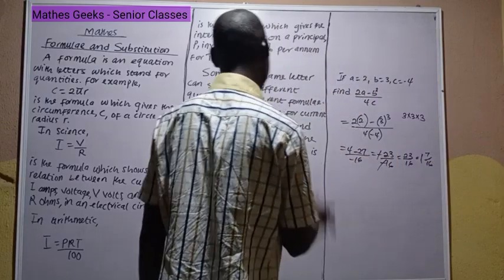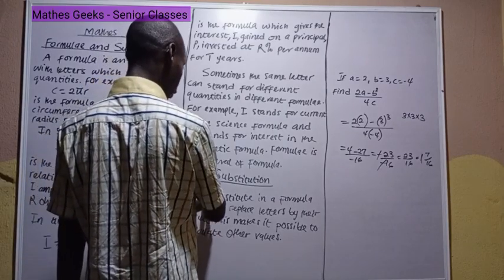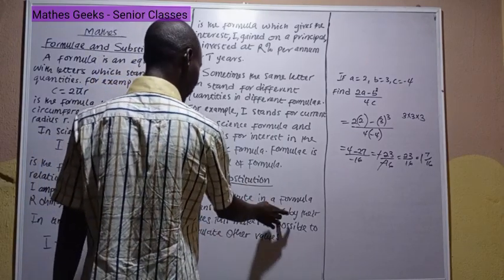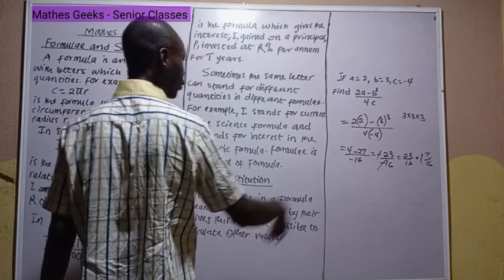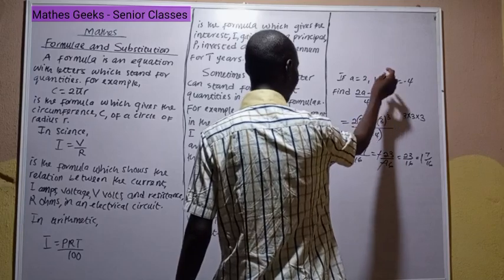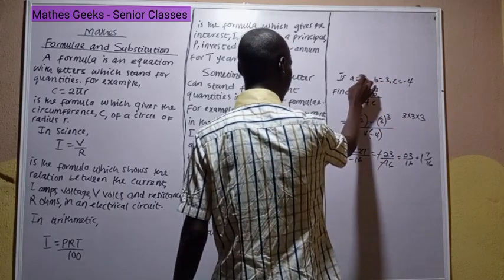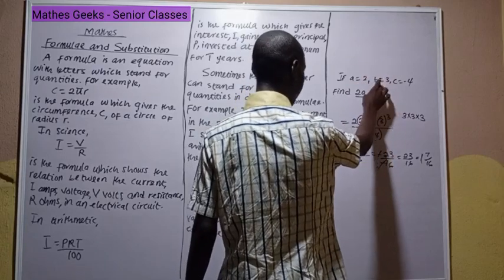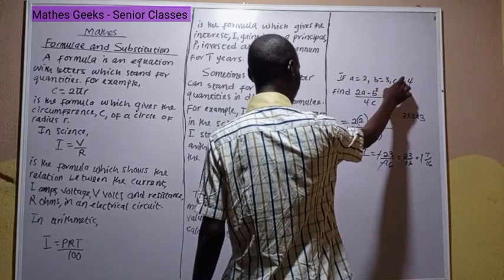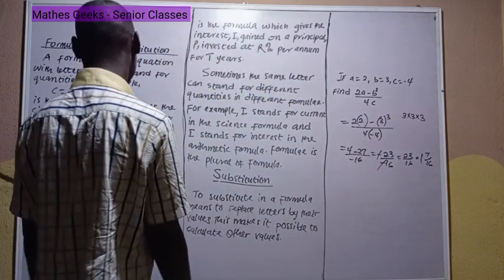So that's all substitution means. It's simply to replace letters by their values. To replace the letter by the value, replace this letter by its value. Don't replace A by 3. A should be replaced by what A is equal to. B should be replaced by what B is equal to. C should be replaced by what C is equal to. So this is all there is about substitution.